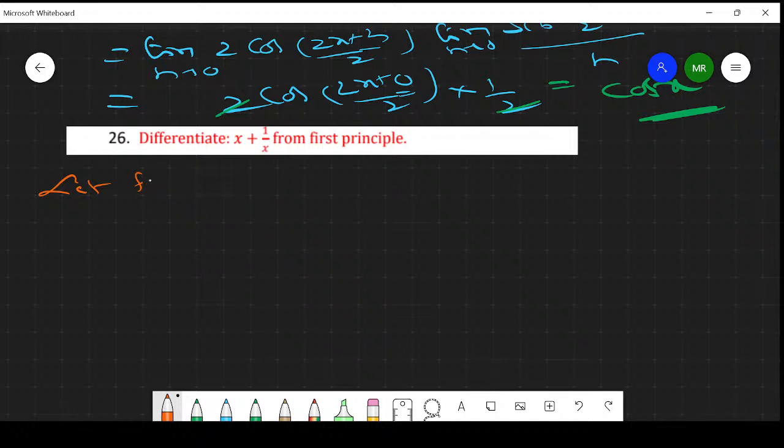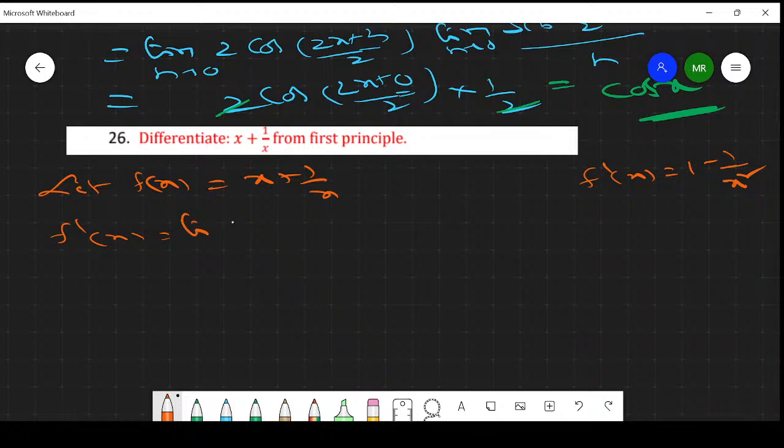The answer you can expect: if you just ask for the answer, I can write it directly on the right side. But they don't want this method, they want first principle. Derivative of x is 1. Derivative of 1 by x is minus 1 by x square. So our expected answer is 1 minus 1 by x square. Now again use first principle here, the f dash of x formula.